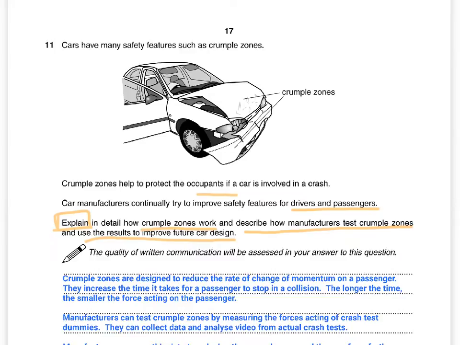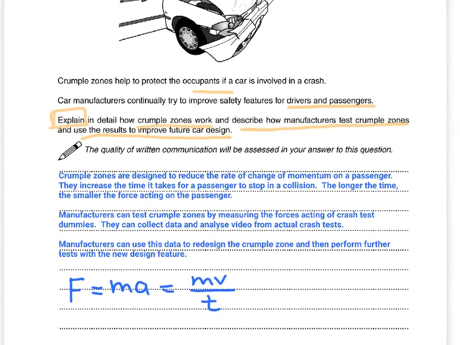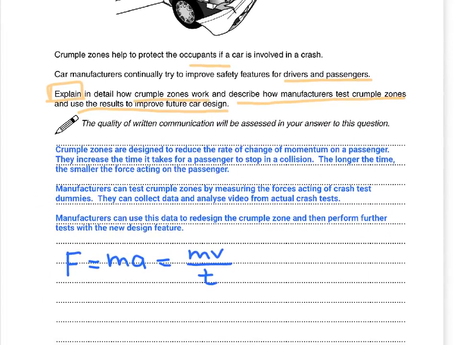So classic 6-mark question is giving us 3 things to talk about, so you want to have a couple marks for each section. So let's scroll down and have a look at my answer. Okay, let's go back to pen, and here we go. So first thing I've said is I wanted first of all to describe or explain in detail how crumple zones work. So crumple zones are designed to reduce the rate of change of momentum on a passenger.